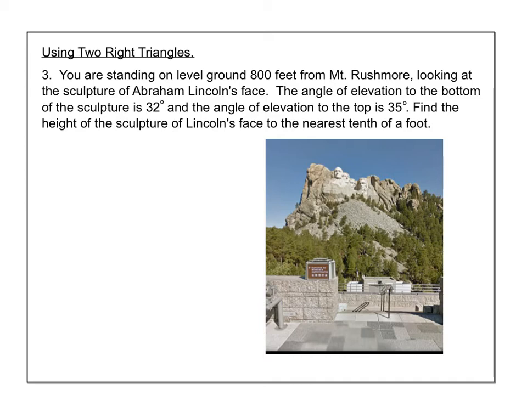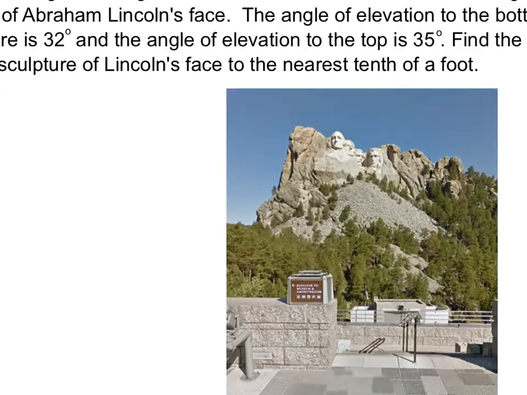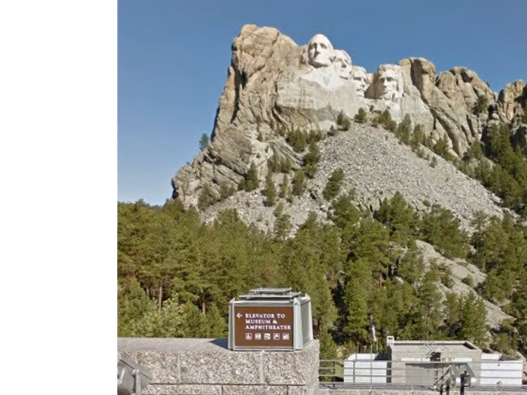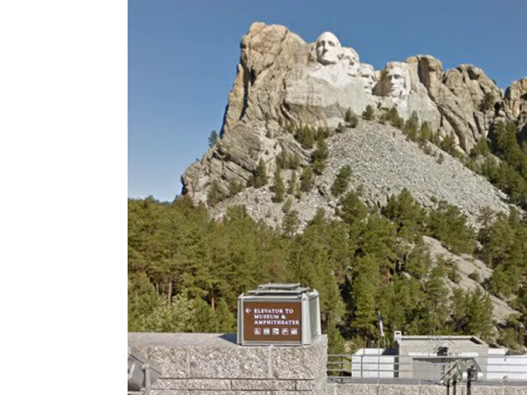So it says you are standing on level ground 800 feet from Mount Rushmore, looking at the sculpture of Abraham Lincoln's face. The angle of elevation to the bottom of the sculpture is 32 degrees, and the angle of elevation to the top is 35 degrees. Find the height of the sculpture of Lincoln's face to the nearest 10. I'm going to zoom in here a little bit. I'm going to draw these triangles in.